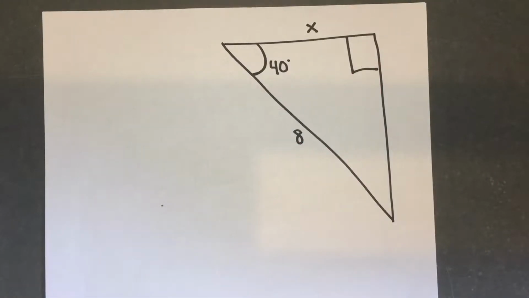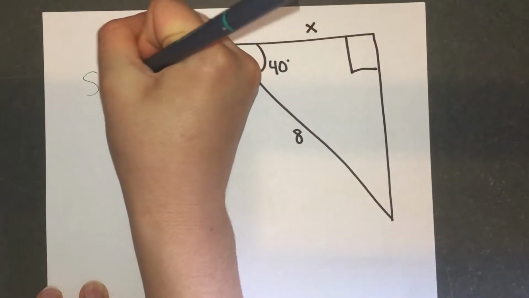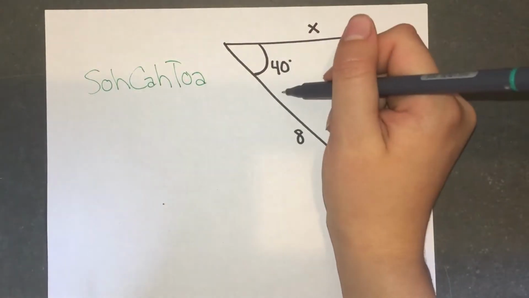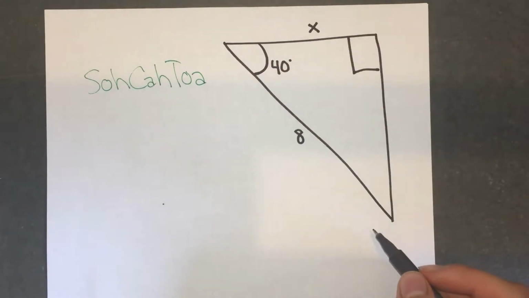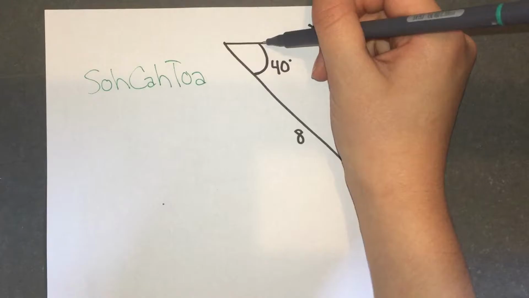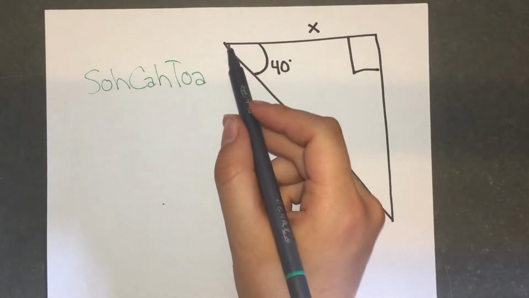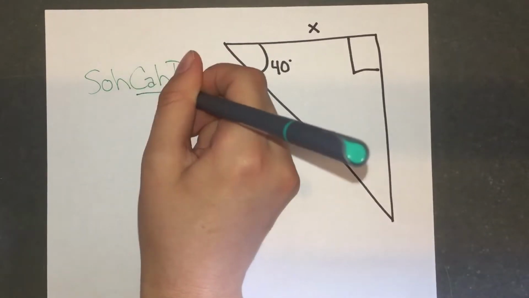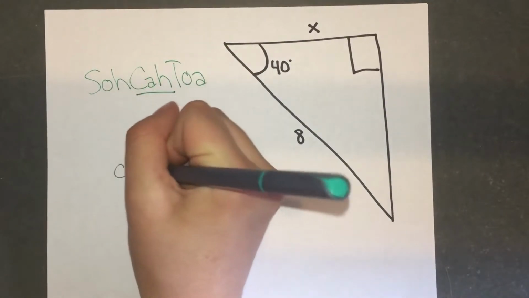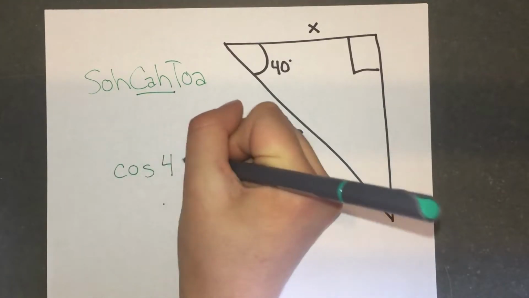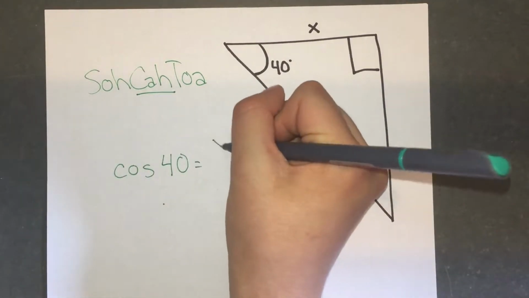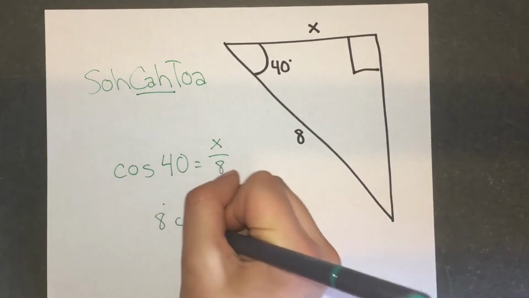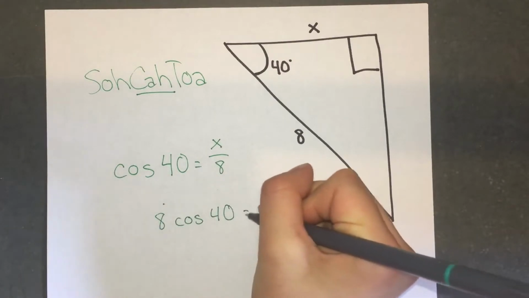Here's our next problem. And again, I'm going to start off by writing SOHCAHTOA. We have another given angle, a measurement on one side, and a missing side. With our angle, we have a side that is adjacent, and then we have a side that's the hypotenuse. So this is going to be cosine. So you write cosine of 40 equals the adjacent side over the hypotenuse. So 8 times cosine of 40 equals x.